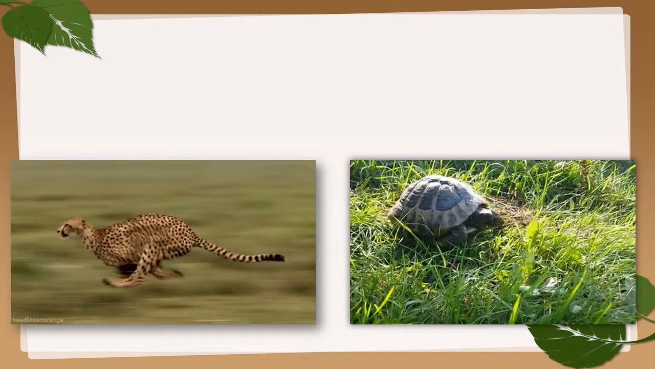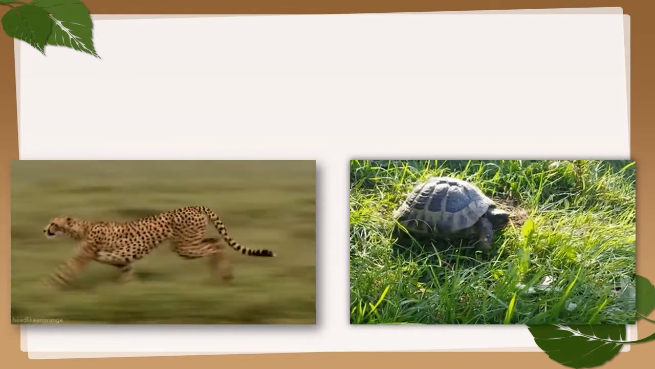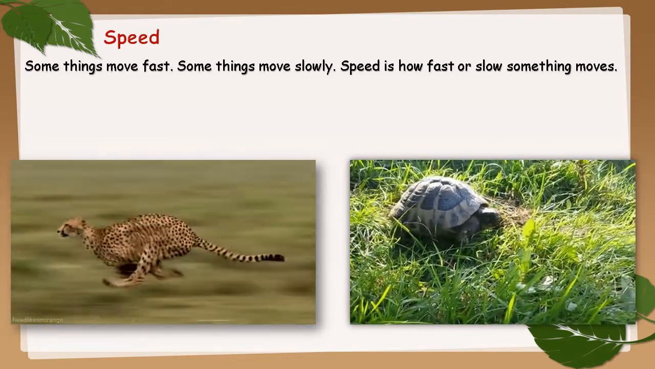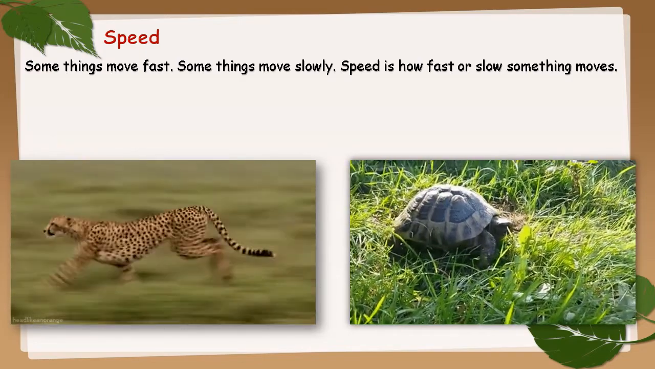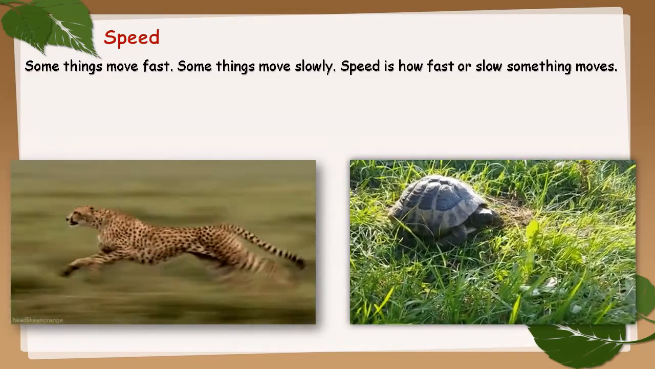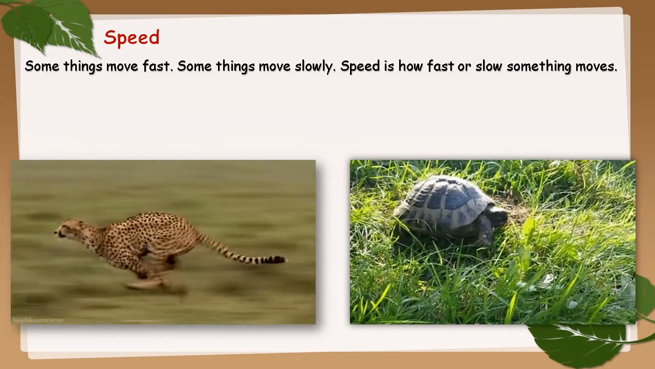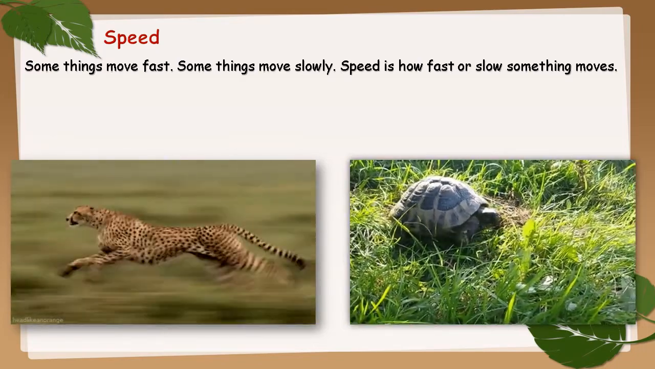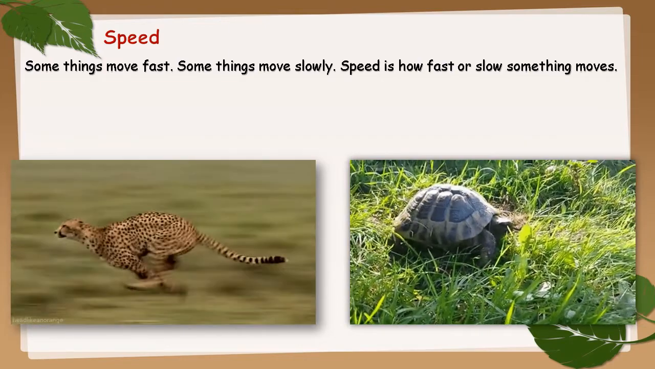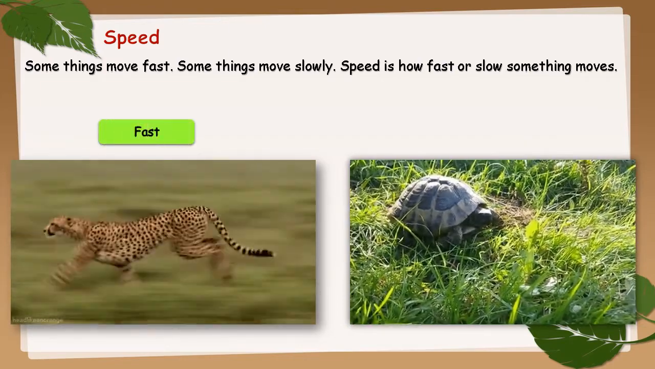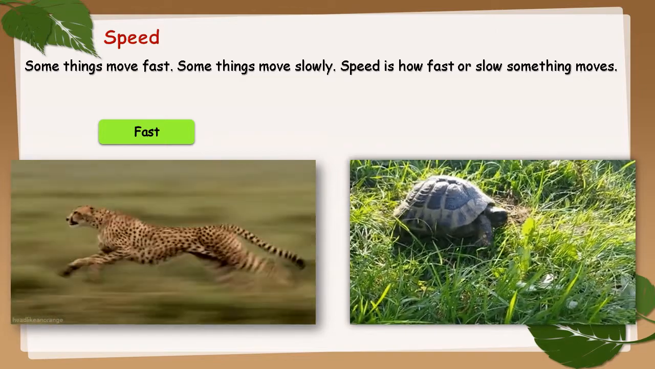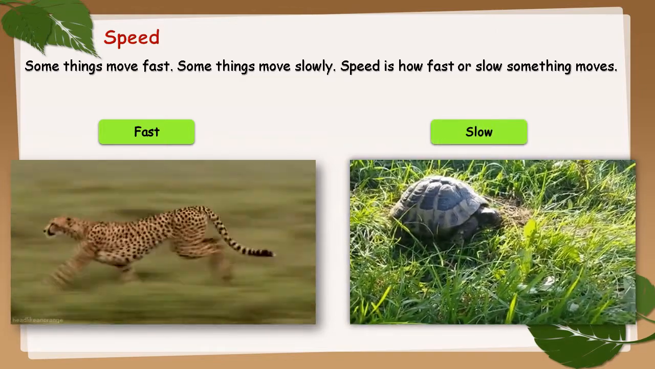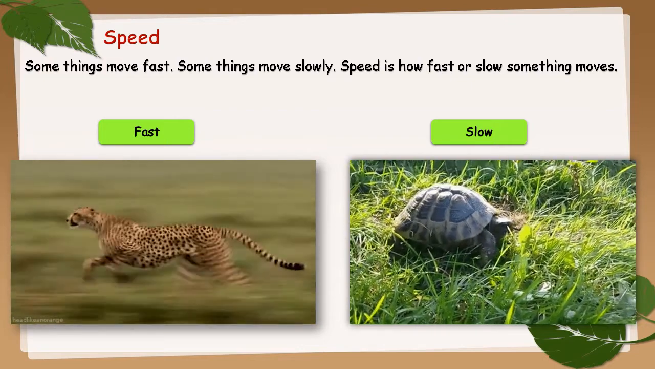And now, let's talk about speed. Some things move fast. Some things move slowly. Speed is how fast or slow something moves. Let's check out the examples in front of us. The cheetah in the first picture is running fast, while the tortoise in the second picture is moving slowly.